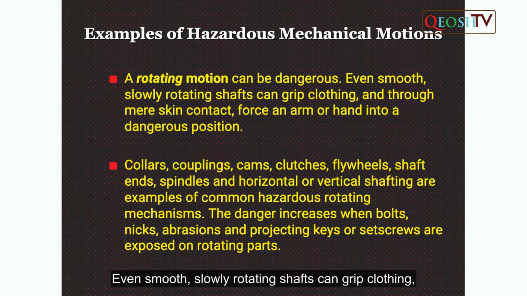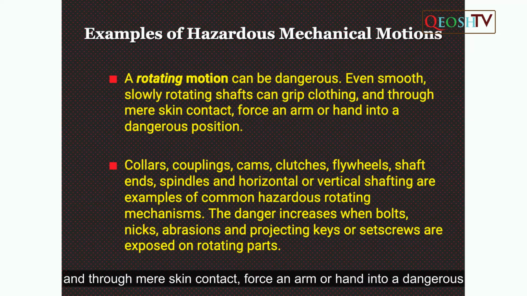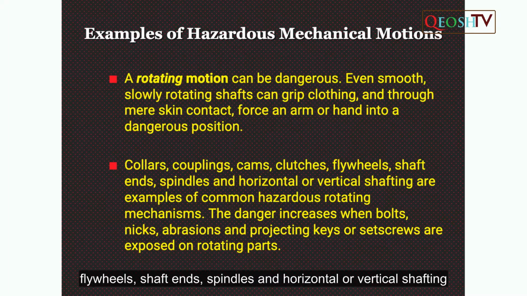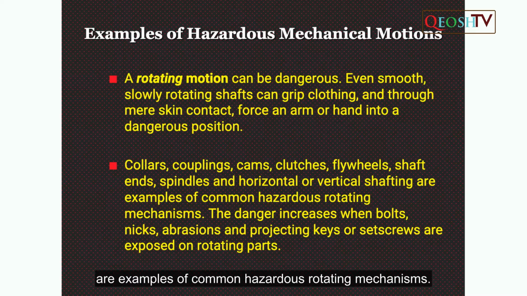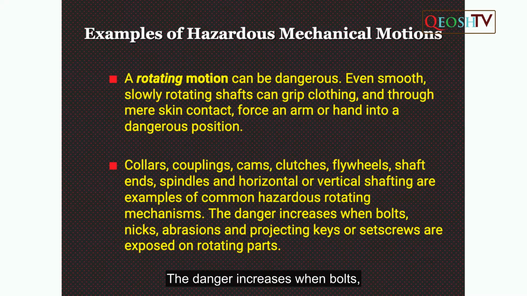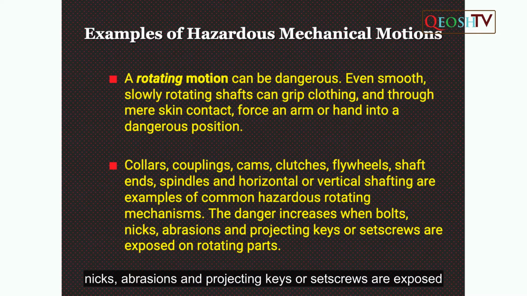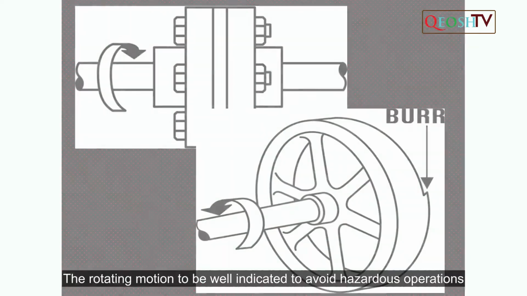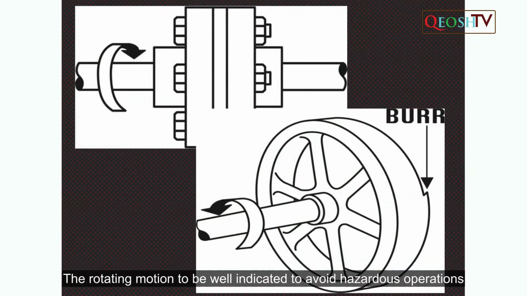A rotating motion can be dangerous. Even smooth, slowly rotating shafts can grip clothing, and through mere skin contact, force an arm or hand into a dangerous position. Collars, couplings, cams, clutches, flywheels, shaft ends, spindles and horizontal or vertical shafting are examples of common hazardous rotating mechanisms. The danger increases when bolts, nicks, abrasions, and projecting keys or set screws are exposed on rotating parts. The rotating motion needs to be well indicated to avoid hazardous operations.